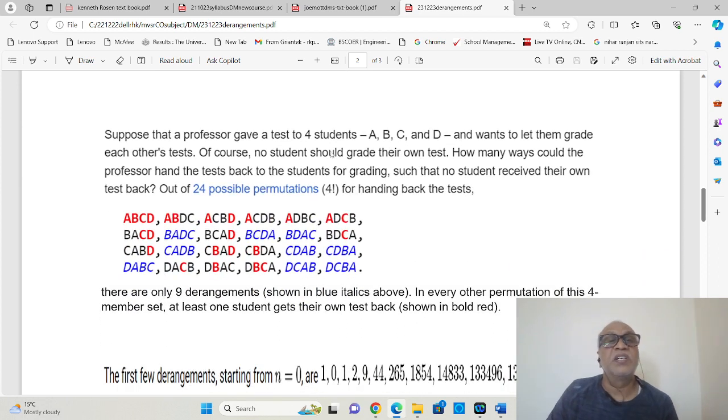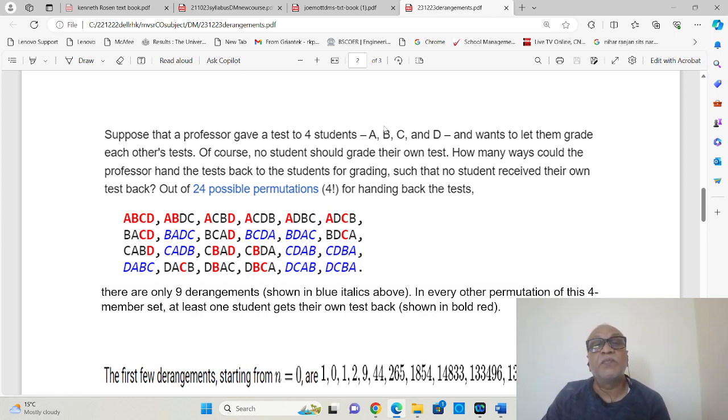Now let us take an interesting question. There are 4 students and a test was given by the professor to those 4 students, A, B, C and D, and the professor says that you grade your peers, not yourself. So no student should be grading his own test. What are the possibilities? What are such possibilities that no student should receive their own test?